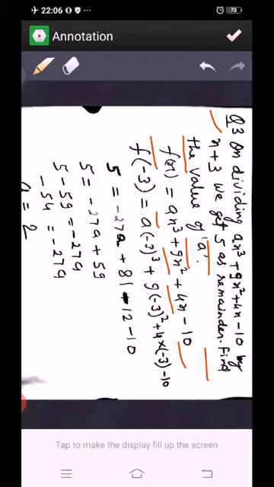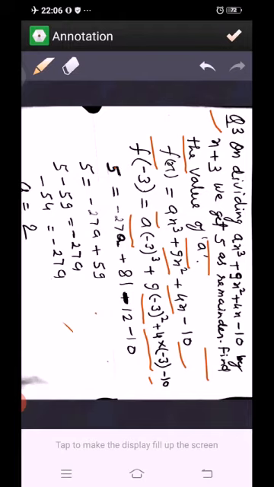So x plus 3 equal to 0, so we get x equal to minus 3. We will put minus 3 in place of x. Then here we are putting the value. You can see that x cube is minus 3 cube, x square is minus 3 square, plus 4 into minus 3, and minus 10 as it is.